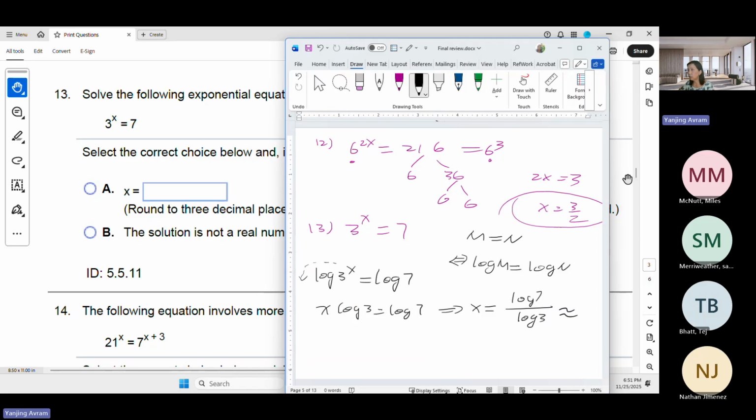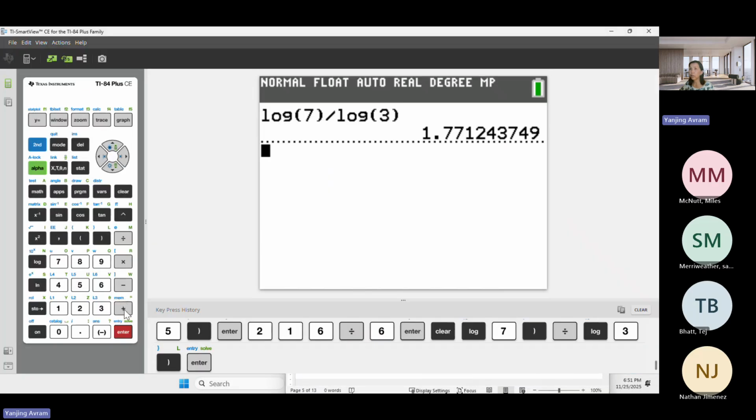Okay, so x is about 1.771. And we can look at this one right here, 1.771, trying to see if this is almost equal to 7, because we rounded it down. So this should be a little bit less than 7, but should be very close, right? So we're going to check our answer.